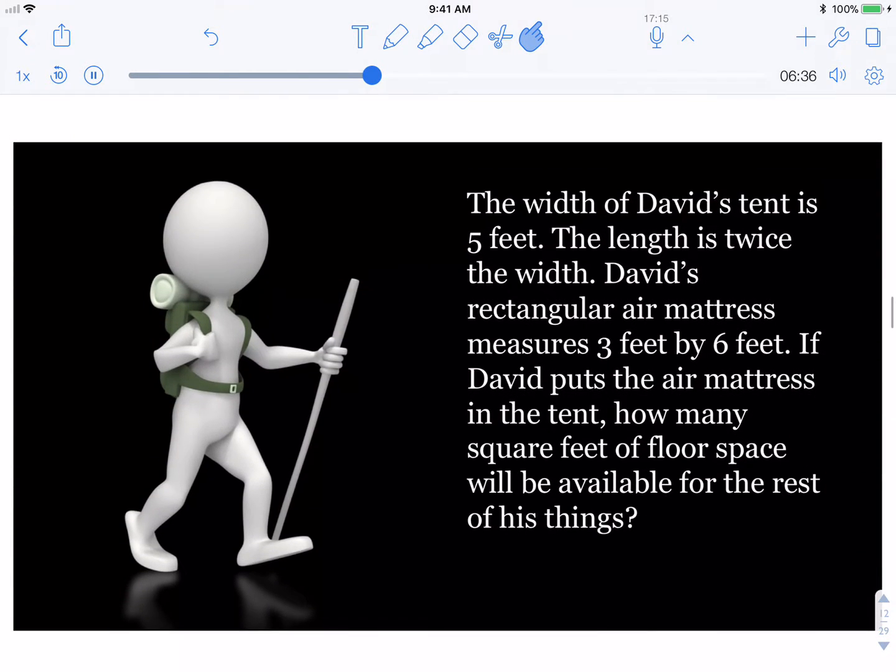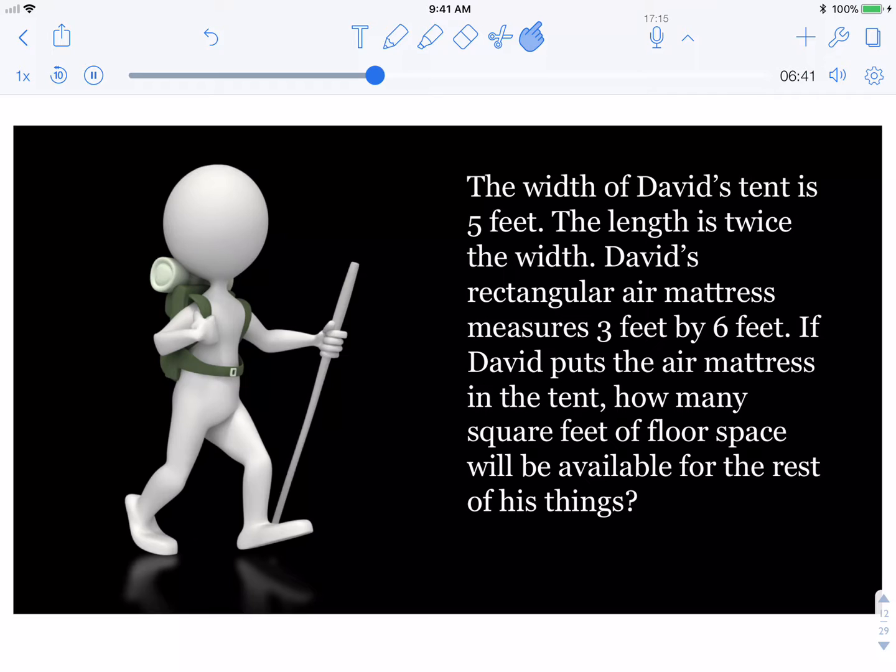Okay, the width of David's tent is 5 feet. The length is twice the width. David's rectangular air mattress measures 3 feet by 6 feet. If David puts the air mattress in the tent, how many square feet of floor space will be available for the rest of his things?